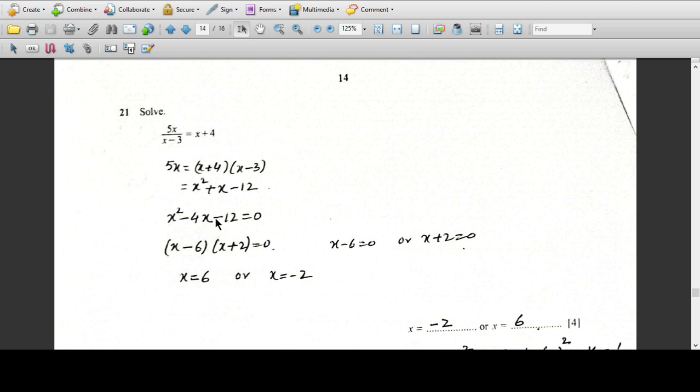This minus 12 is the product, so if I have to factorize it, I need two numbers, minus 6 and 2, in such a way to get minus 12. If we multiply minus 6 with 2, we get minus 12, and when we add, we get minus 4. So this is simple.